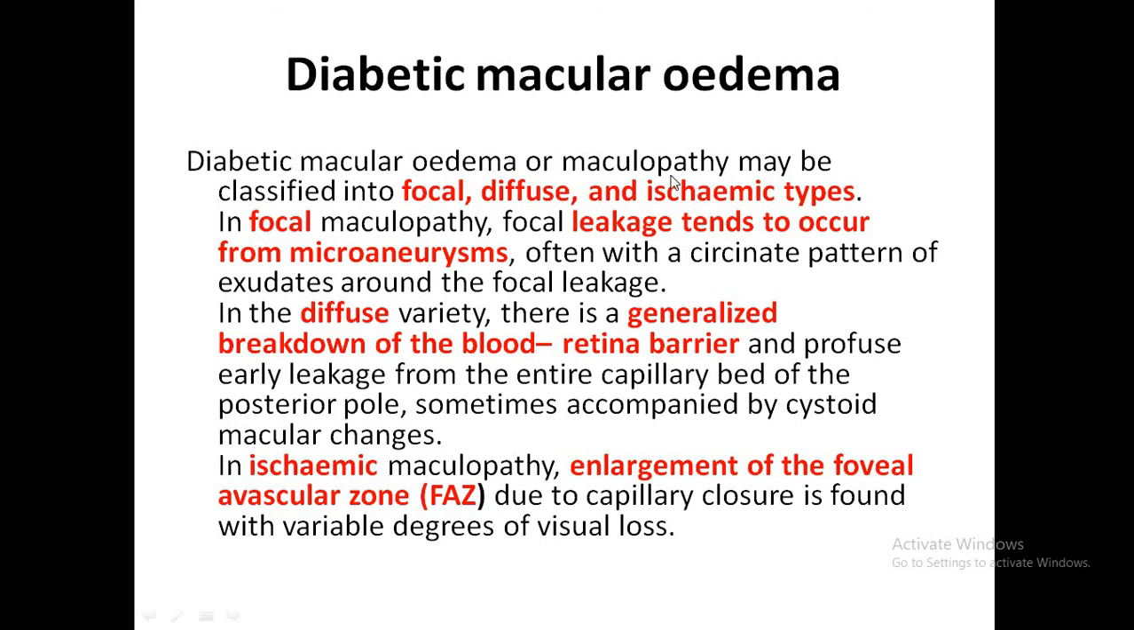And finally, about diabetic macular edema, it is of three types: focal, diffuse and ischemic. In focal, there is leakage around the microaneurysms, from the microaneurysms in a circinate pattern. In the diffuse, there is generalized breakdown of the blood-retina barrier, and there is early leakage from the entire capillary bed. And sometimes there is CME also, cystoid macular edema, along with that. And in the ischemic form, there is enlargement of the foveal avascular zone.